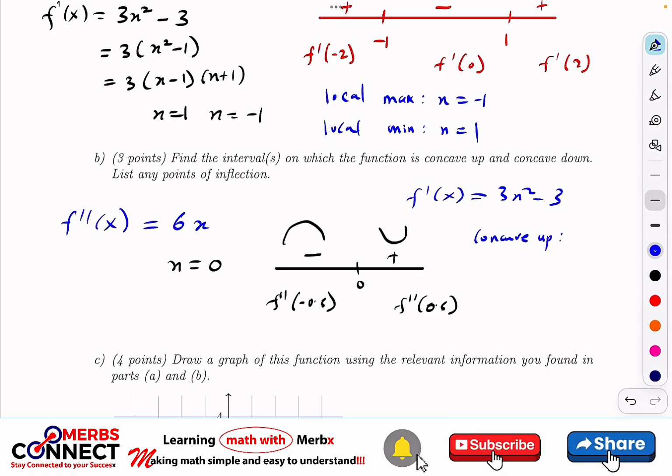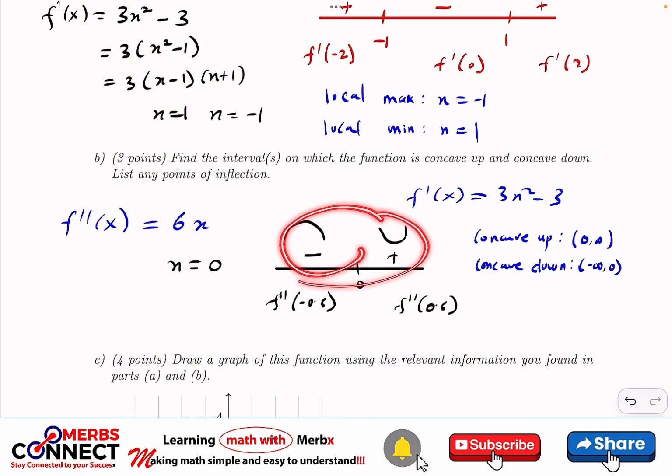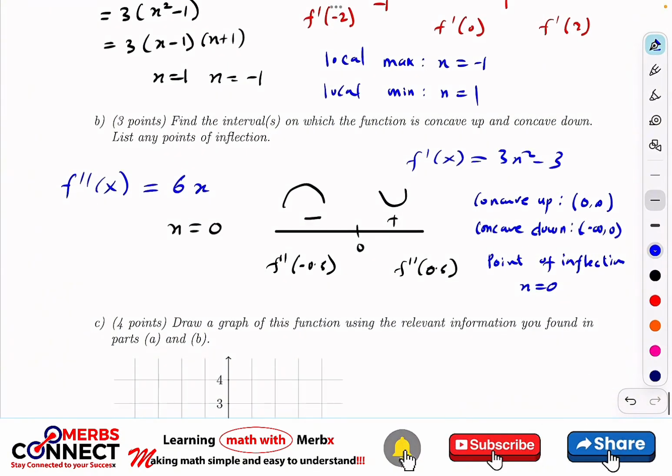Since we are looking for the interval, concave up is from 0 to positive infinity, and concave down is from negative infinity to 0. Now the question is saying that we should list any point of inflection. So since the concavity is changing here, it means that the point of inflection is at x is equal to 0. So that's what we are going to get for B.